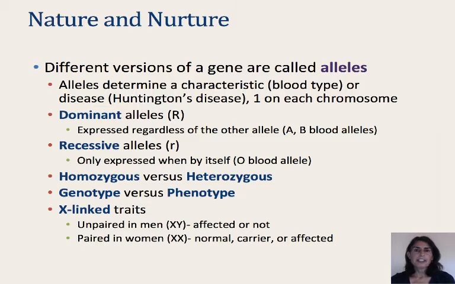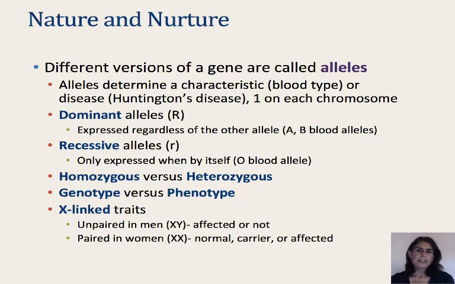Dominant alleles are represented with a capital letter. They are expressed regardless of the other allele. The type A and type B blood allele are dominant. Recessive alleles are represented with a lowercase letter. They are only expressed when there is no dominant allele. The type O blood allele is recessive.